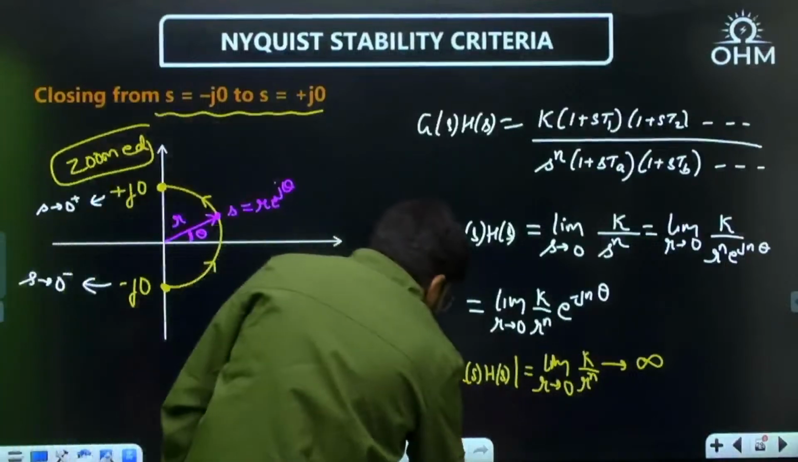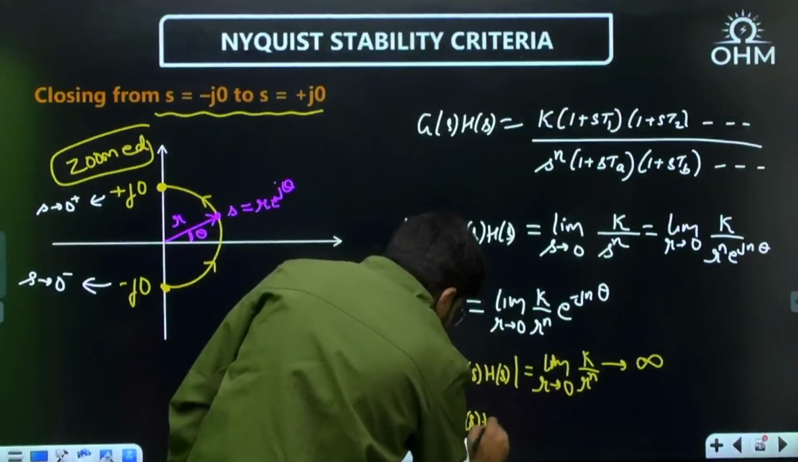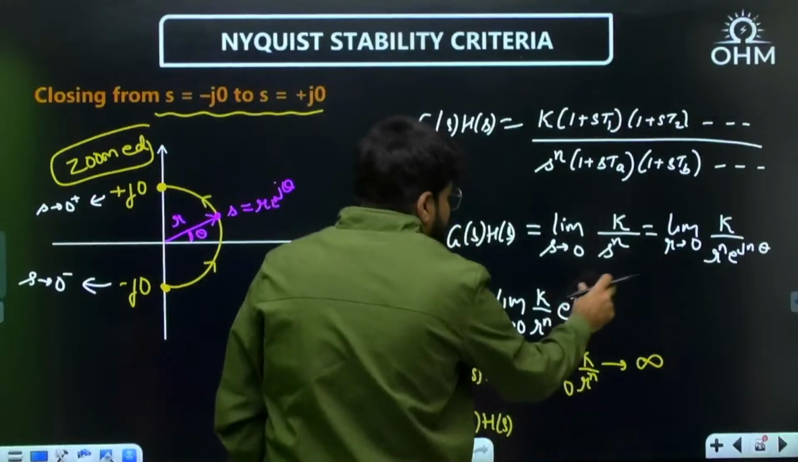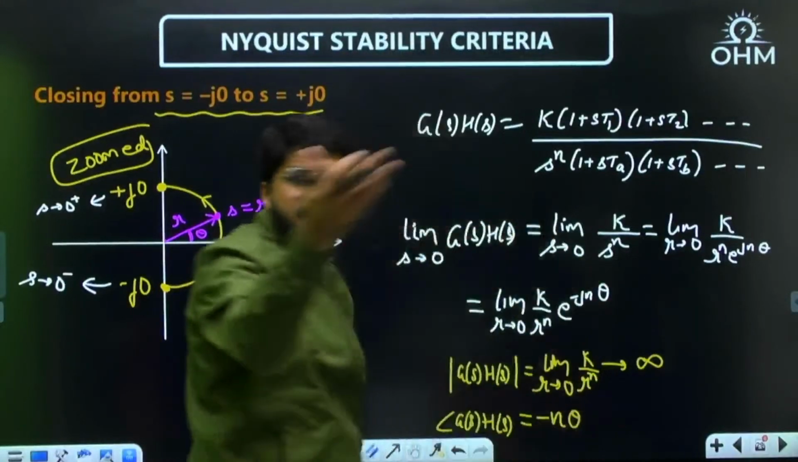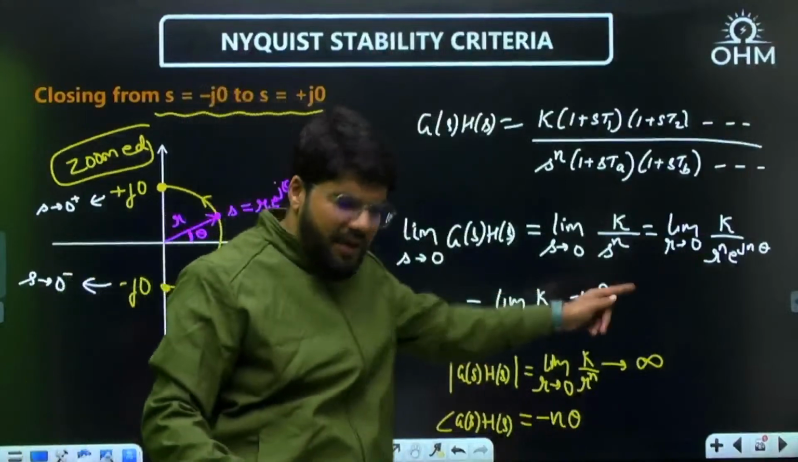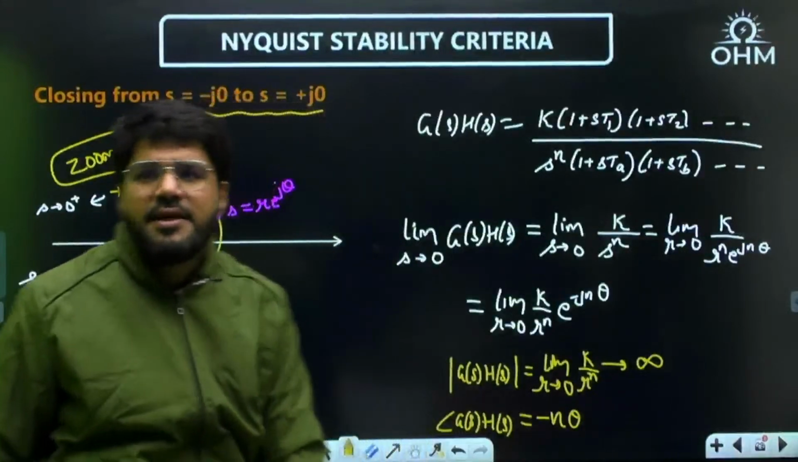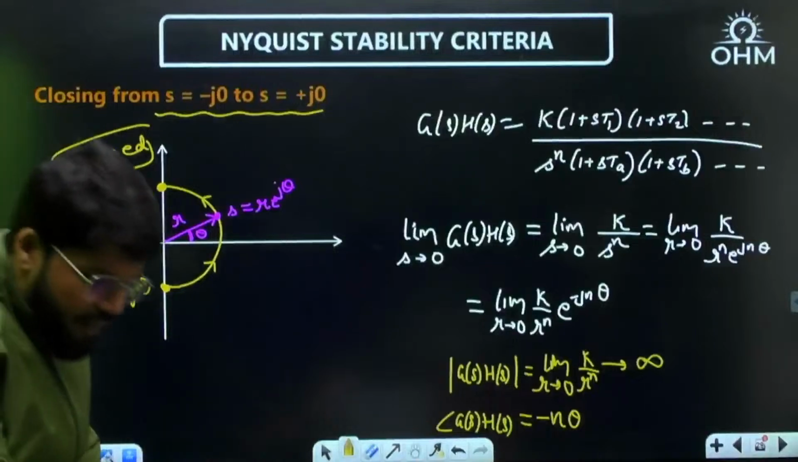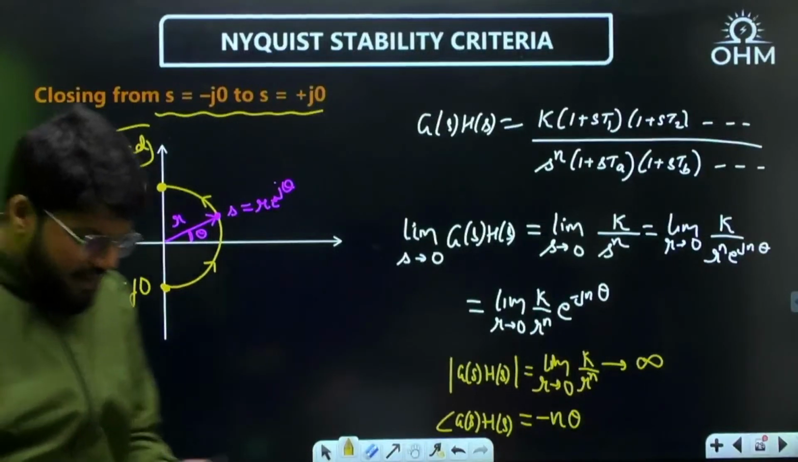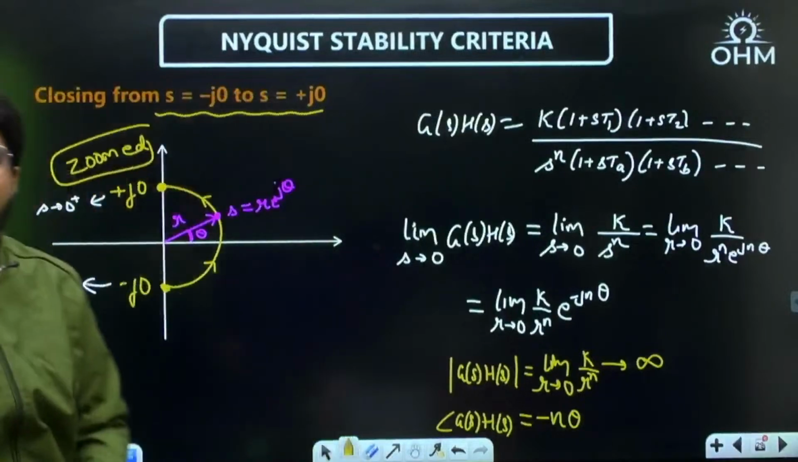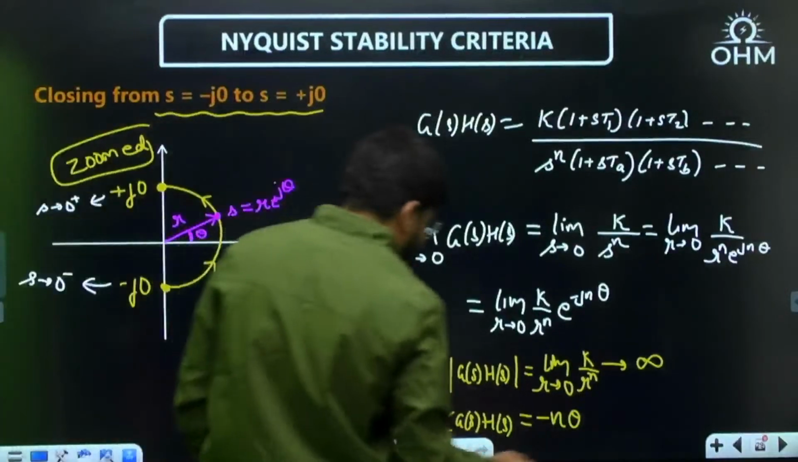But what about the angle of G(s)H(s)? We have e power minus j n theta. What is the angle part? In e power j theta, theta is the phase. Here it is e power minus j n theta, so minus n theta is the phase, correct? So the phase is actually minus n theta.